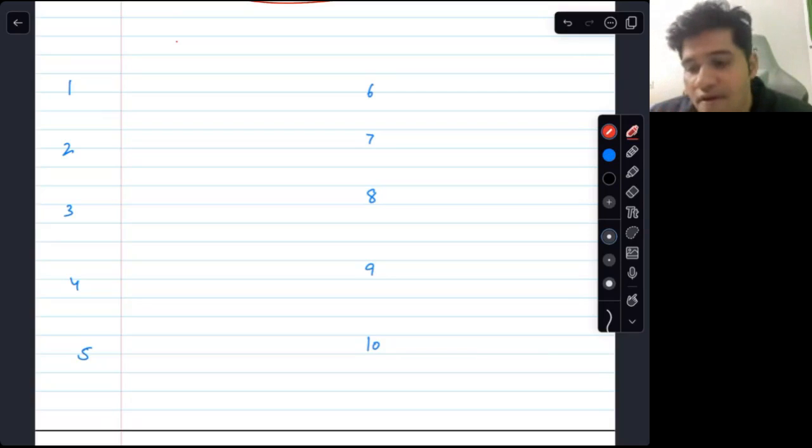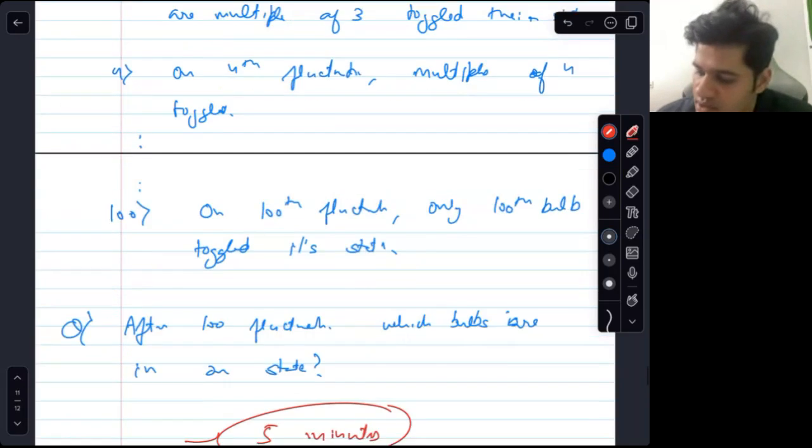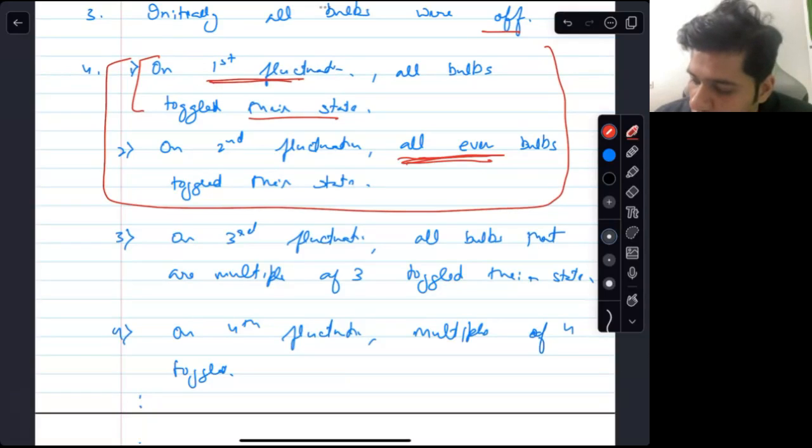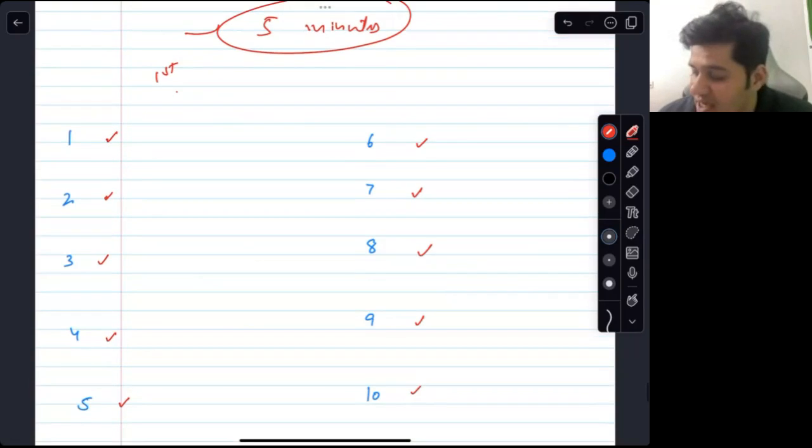Now tell me which bulbs will be touched when the voltage fluctuates for the first time? For the first time, all bulbs. First fluctuation touches all bulbs. So that is what we said in the original question, no? On first fluctuation, all bulbs toggled their state. So this does not tell me that they are on. This only tells that they toggled.